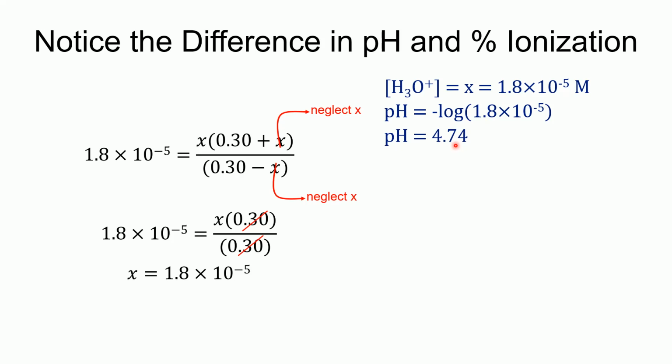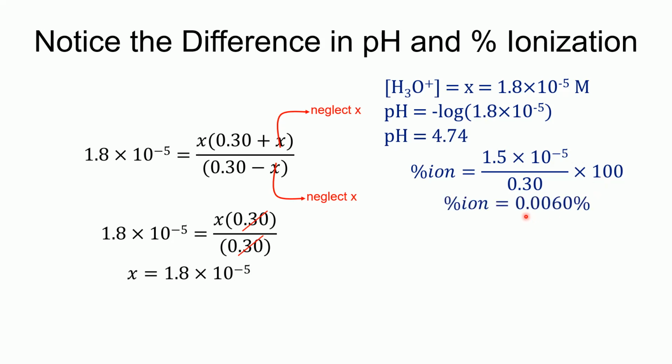Well, now we want to figure out the percent ionization. So we'll take X and divide by the original concentration of the acid, which was 0.30. So 1.8 times 10 to the negative 5 divided by 0.30 times 100.